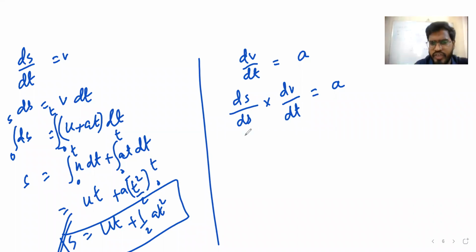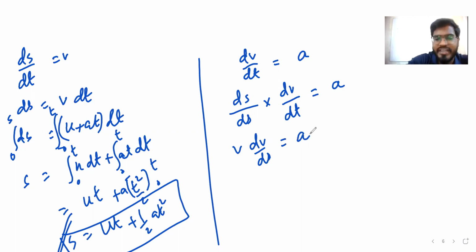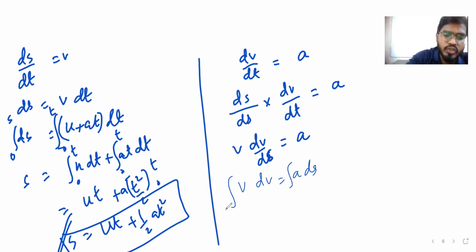So now what can we do here? ds by dt is velocity. dv by ds is what? Nothing, right? So acceleration we can write as v dv by ds also. So I'm writing v dv equals a ds. That's it.